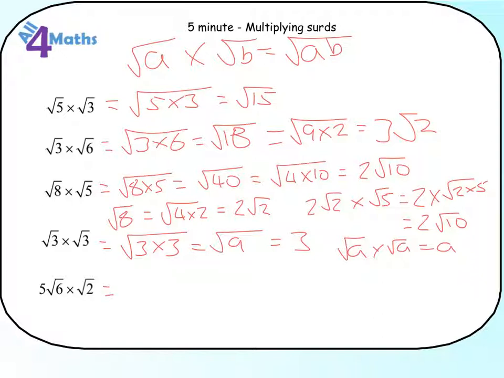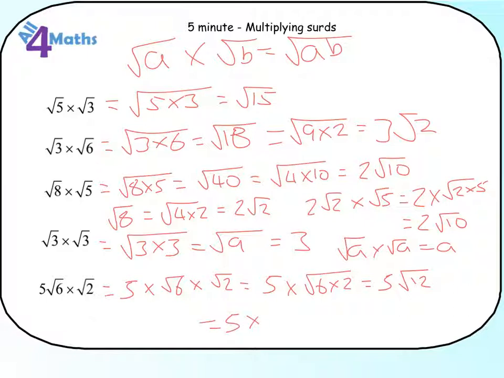The last one then, this is 5 times by root 6 times by root 2. So we've got 5 times by the square root of 6 times 2, which is 5 times root 12. Again, the root 12 can be simplified. So this becomes 5 times by the square root of 4 times by 3, which is 5 times by 2 times by root 3, which is just 10 root 3. Always make sure, as I've said earlier, to try and simplify your surds if possible.